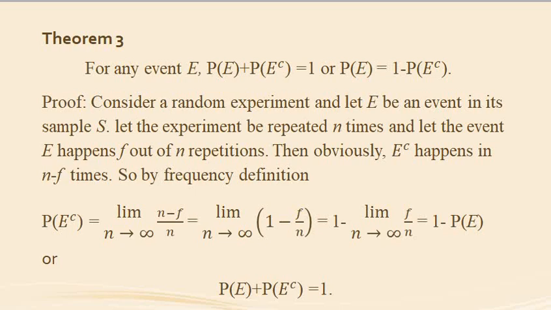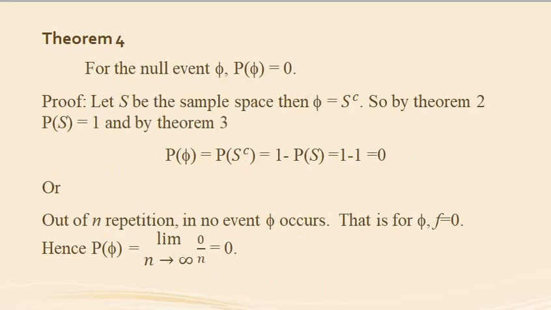The third theorem is thus proved. Now the fourth one: for any null event phi, P of phi equal to 0. By theorem 1, we have P of phi equal to 1 minus P of phi complement, which is 1 minus P of S, and by theorem 2 we have P of S equal to 1, so substituting it we get P of phi equal to 0.